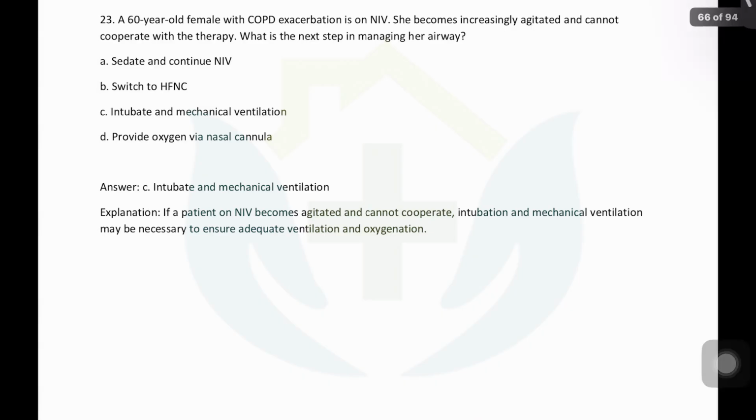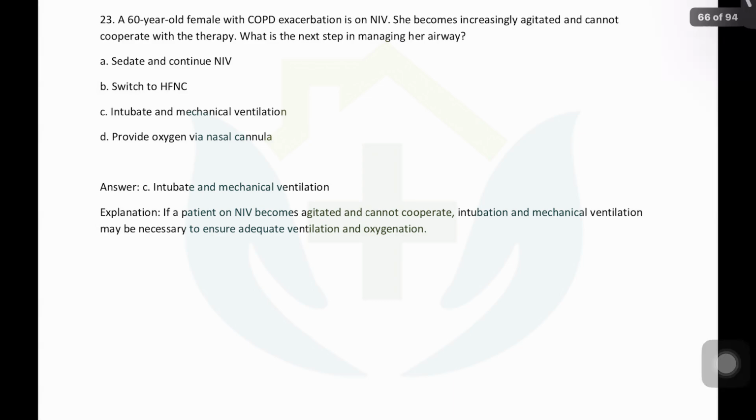Second option is switching to HFNC, which is not the norm, not the guideline. It is a COPD exacerbation, so just by putting on HFNC, it is not going to help. Third is providing oxygen via nasal cannula. So we are actually coming down on the oxygen therapy. We have started the weaning off. The patient is not tolerating NIV, and with option D we put the patient on oxygen via nasal cannula. That is also not an option.